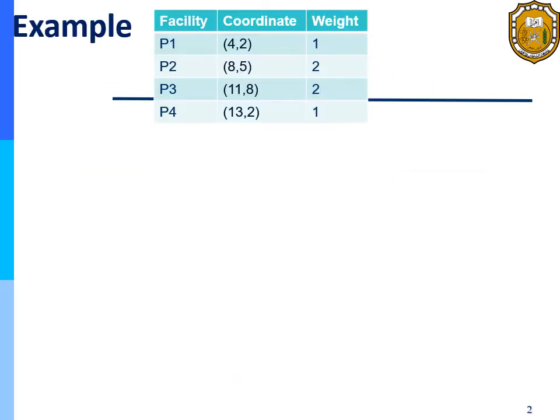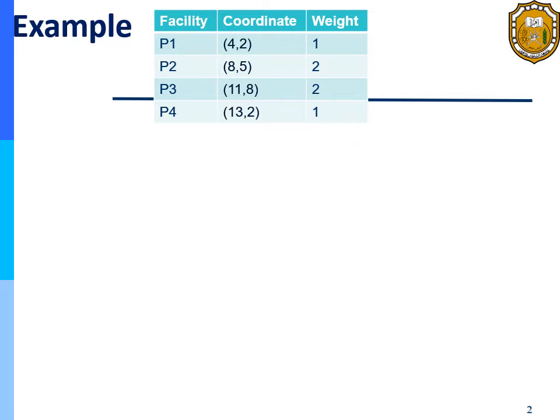So let's consider this example in which there are 4 facilities. Their coordinates are given and their weights are also given. Okay, first I'm going to solve this example as a continuous facility location problem with rectilinear distance to minimize the sum of the distances. And then I will find the optimum location x and y coordinates, and then I will sketch the isocost lines.